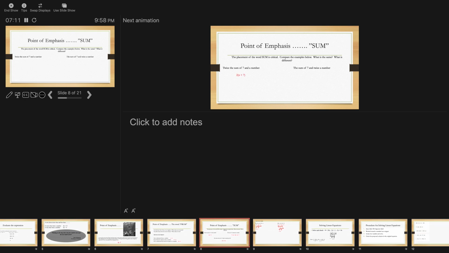The placement of the word sum is critical. Compare the examples below. What is the same? What is different? So now we're going to emphasize how they can try to trip you up with the word sum in a question. Twice the sum of 7 and a number. The sum of 7 and twice the number. Try both of those.